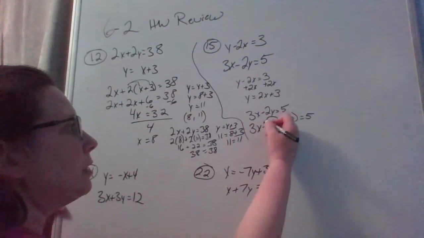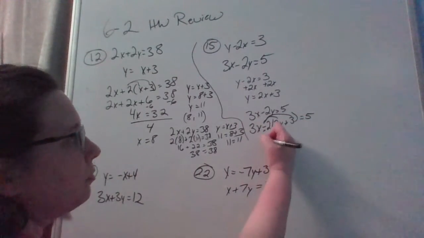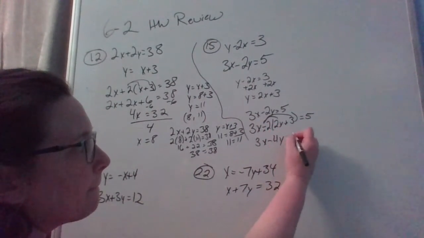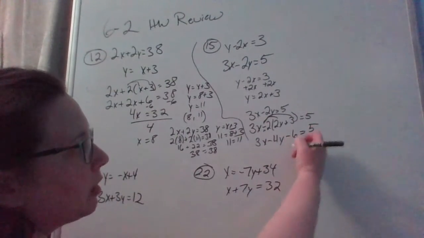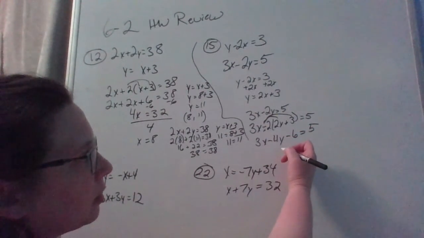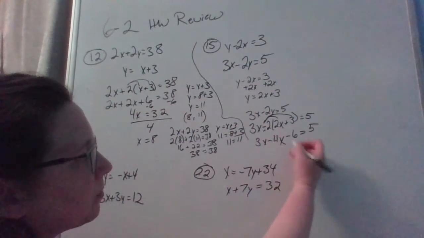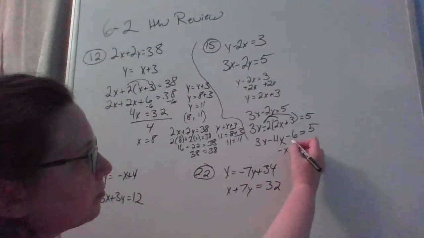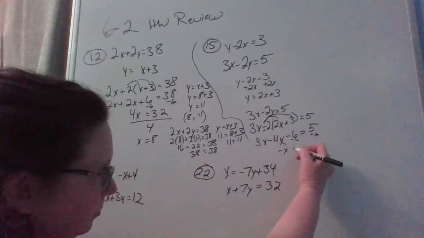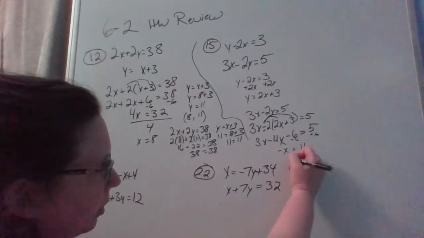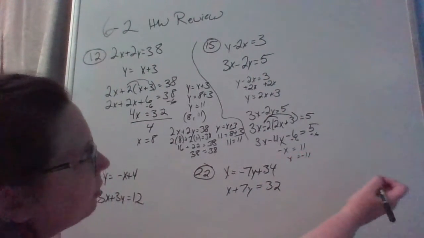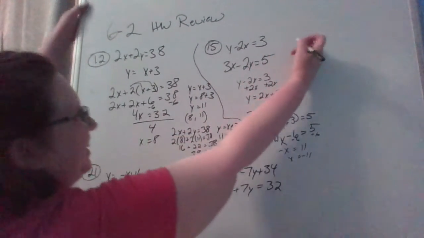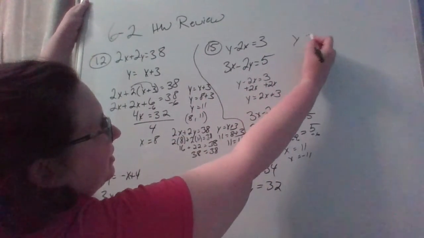I distribute this negative 2, don't forget that that's negative, I would get that. And then, so that's an x. Combine my like terms. And I get x equals negative 11. And I can take that and put it into my other equation here.